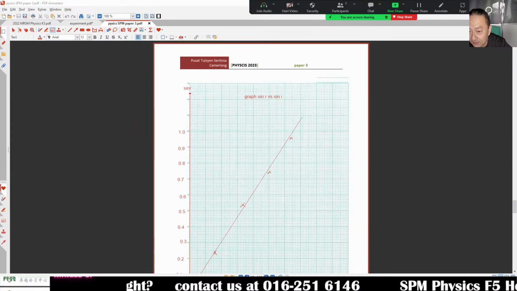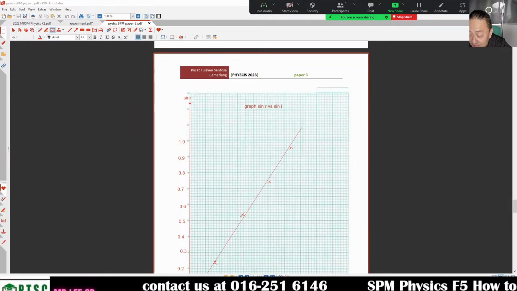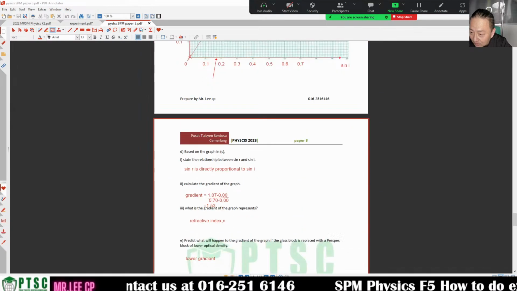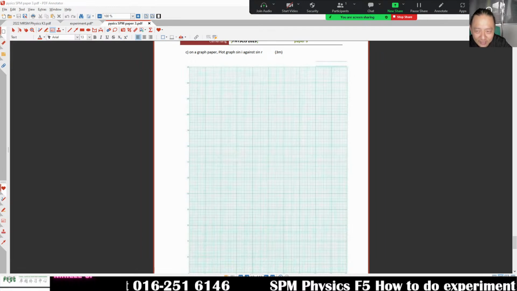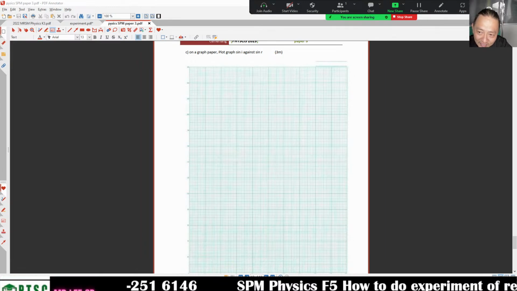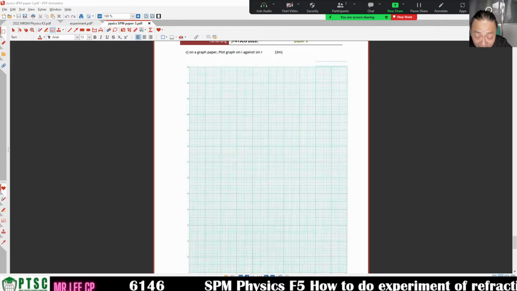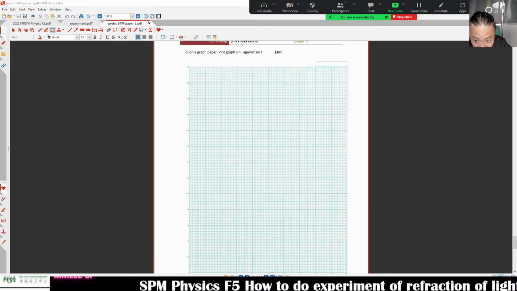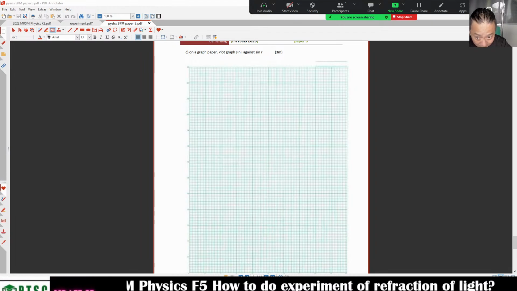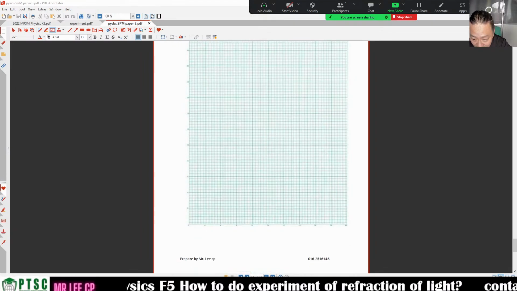First one, sine R versus sine I, I do it. And then the second one, I asked you to plot this graph. Yesterday, there was not enough time. I said, you do sine I over sine R, plot sine I over sine R. Sine I is here. For this case, sine I is manipulated. You put it here, I do it for you. And then sine R is here.